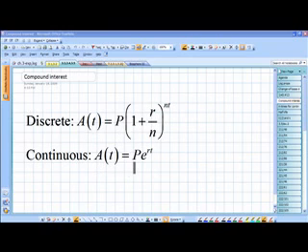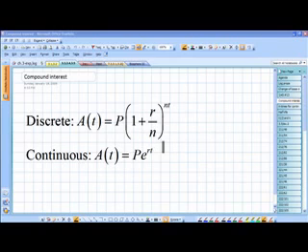For continuous, much simpler formula. The idea is that as n approaches infinity, you have what's called a limit, something we'll derive later in calculus, that ends up bringing in e, and so the amount you have at time t is the principal times e to the rt. Again, r is the annual percentage rate, and t is time.